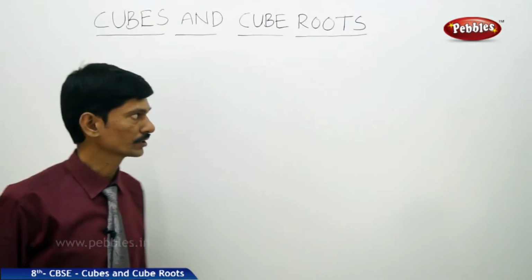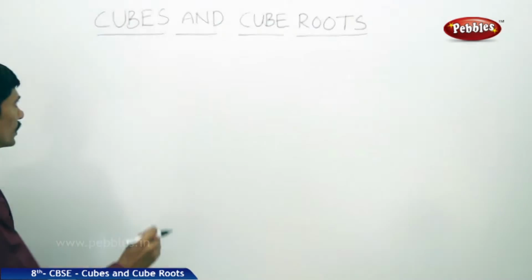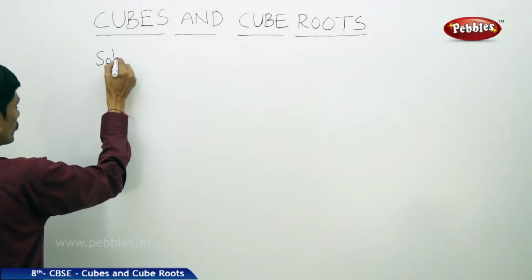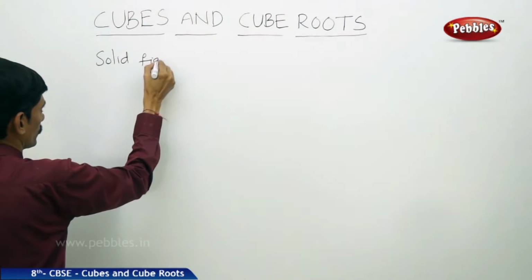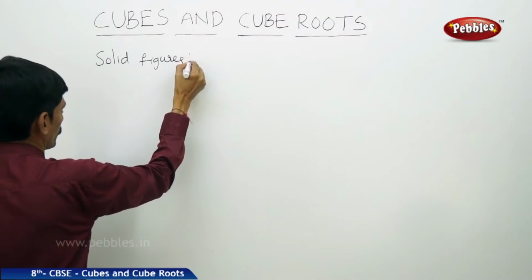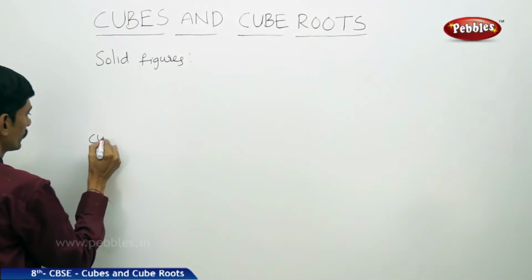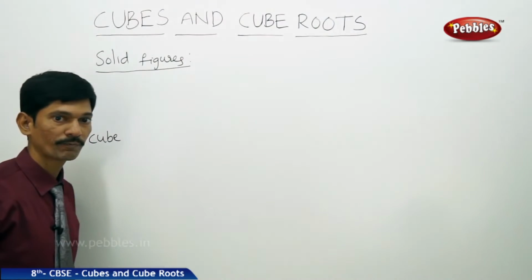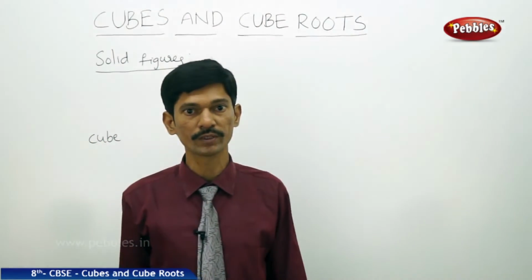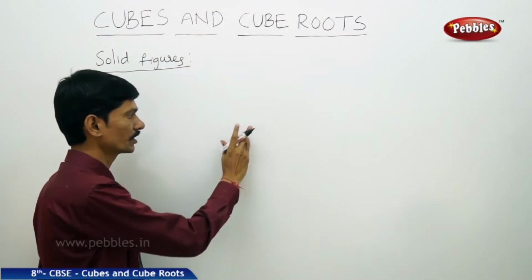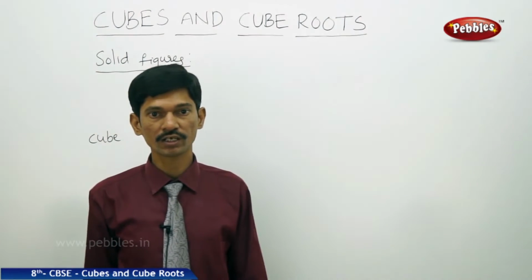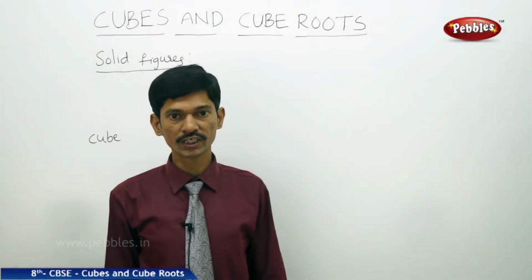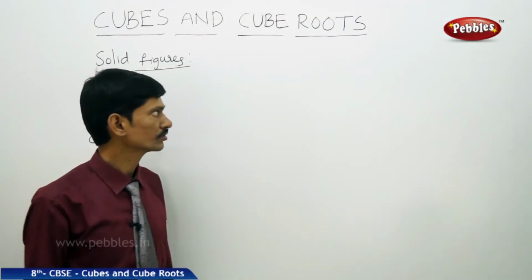Now before going to the actual topic cubes and cube roots, let us discuss two topics. Those two are solid figures and cube. What is a solid figure and what is a plane figure? A plane figure has only two dimensions, like a rectangle, square, circle. These are all plane figures. Whereas if the figures have three dimensions, then it is known as a solid figure.